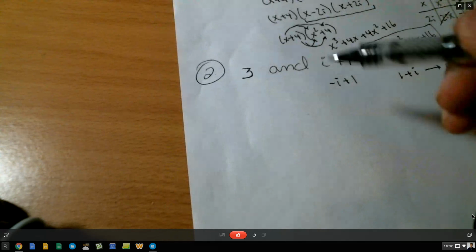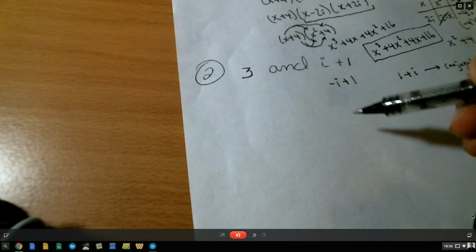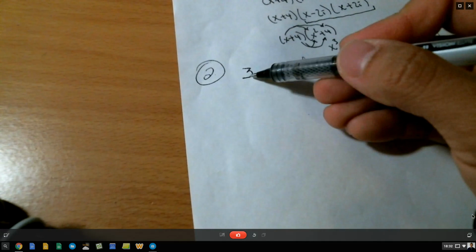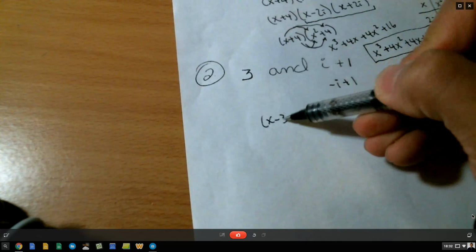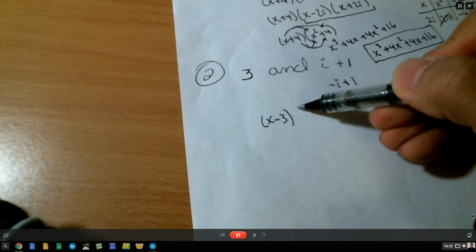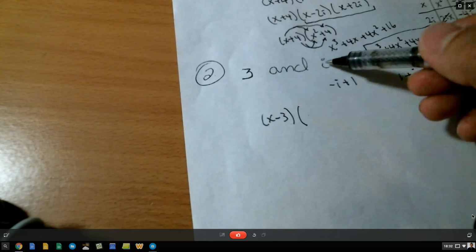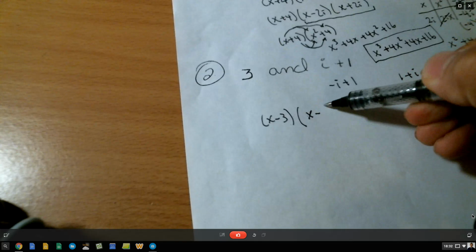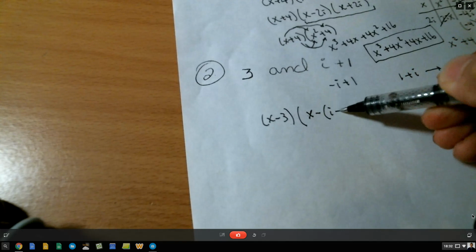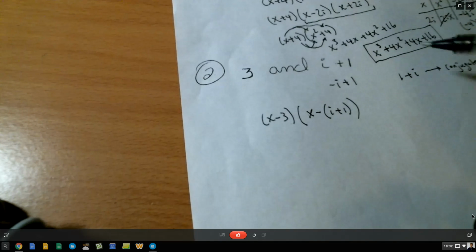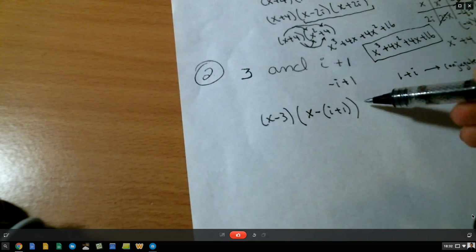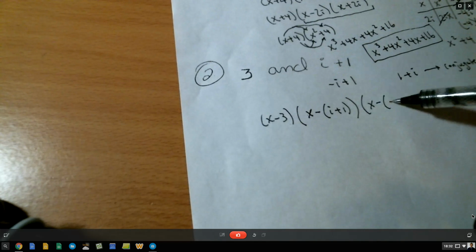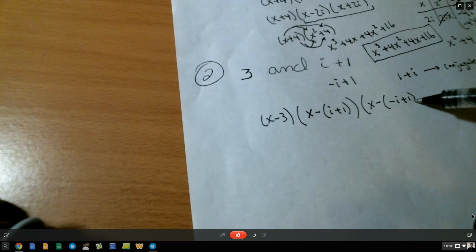So same thing as we did for the earlier part. Let's write our factors. 3, we can write it as x minus 3. And then i plus 1, we can write it as x minus, I'm going to put the parentheses, i plus 1. Negative i plus 1, we can write that as x minus negative i plus 1.